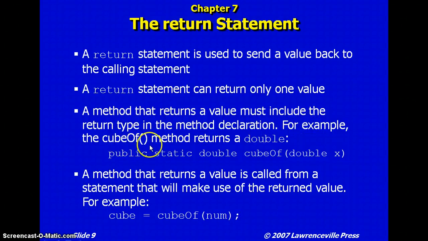For example, the cube method returns a double, so public static double. If you remember back earlier, we had public static void. A void means that it's not going to be returning anything. Public static double means that it's going to be returning a double variable. A method that returns a value is called from a statement that will make use of the returned value. Really all we're doing here is assigning this variable called cube to the value of whatever the method returns.